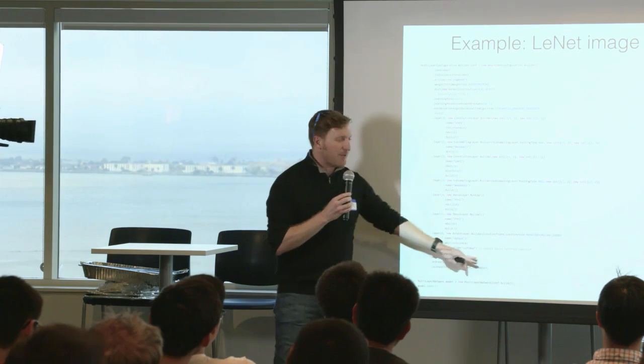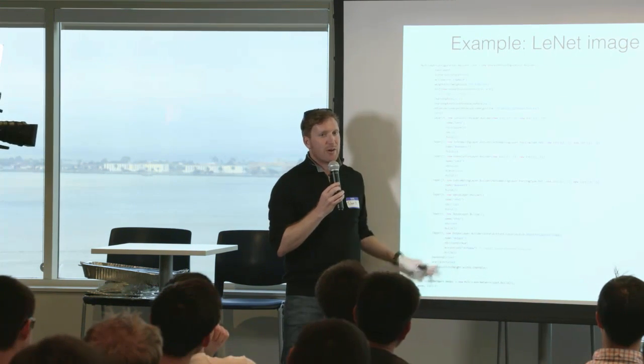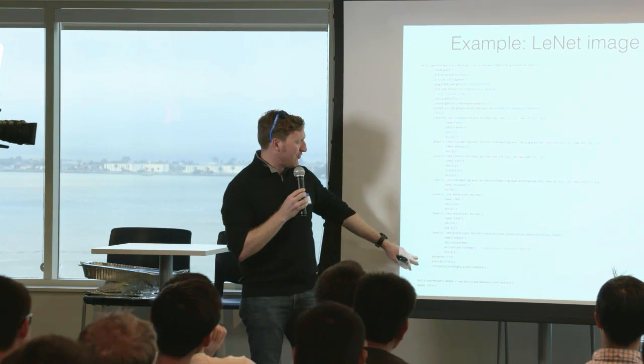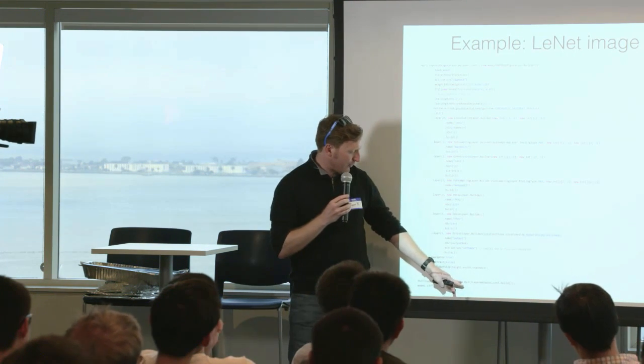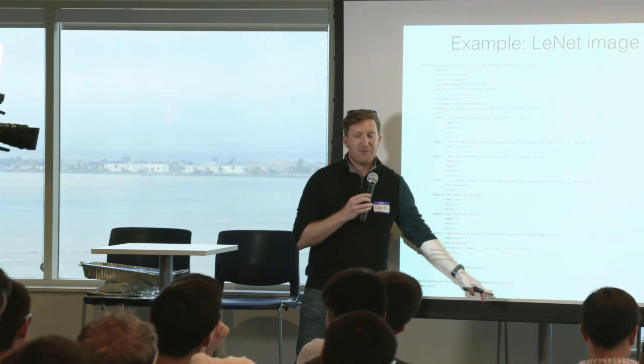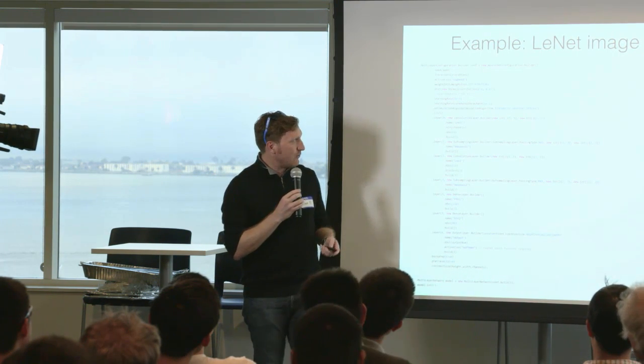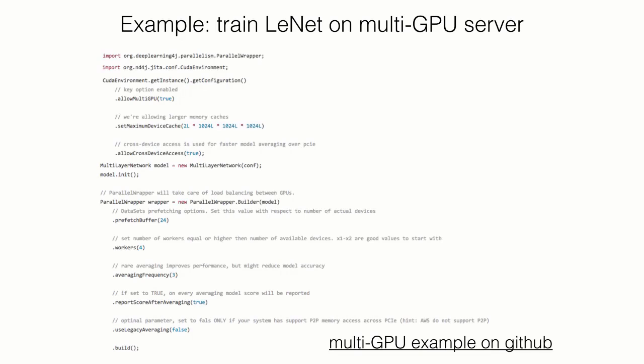You have to give it some information about the size of your input since you're working with a convolution. And then finally, this is your model configuration. Then you call your constructor for your multi-layer network, pass in the configuration, and then you've got your model. You initialize it, and then you proceed with training. So on a multi-GPU server, what does that look like?